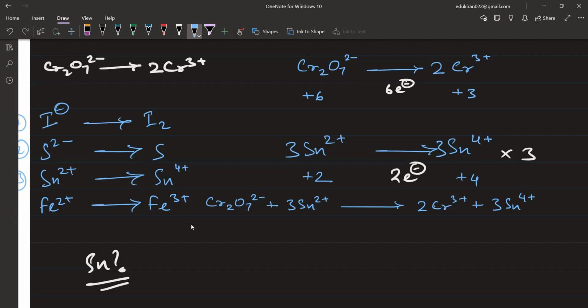Now you tell me what is the charge here? 2 negative. यहाँ पे कितना चार्ज है? 3 Sn2 positive है, यानी कि 3 into 2 plus 6 charge है. What is the charge due to Cr? 6 negative. What is the charge due to Sn? +12. Here we have total charge of 6 minus 2 plus 4. Here we have total charge of 12 plus 6, 18. Correct है guys? Yes, sir.